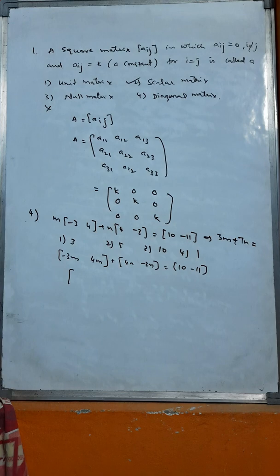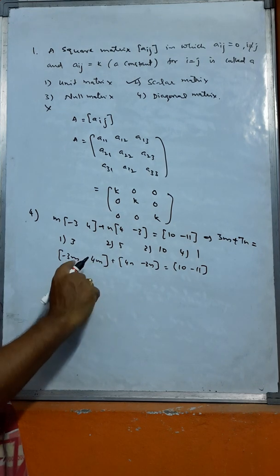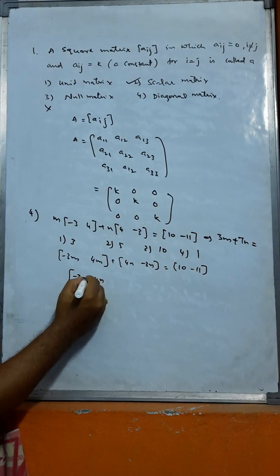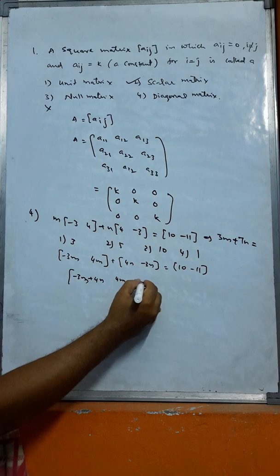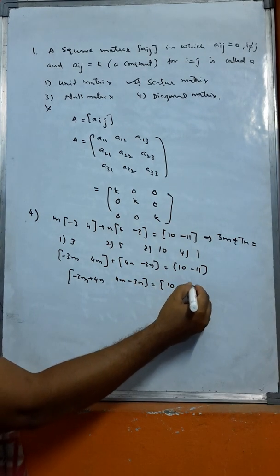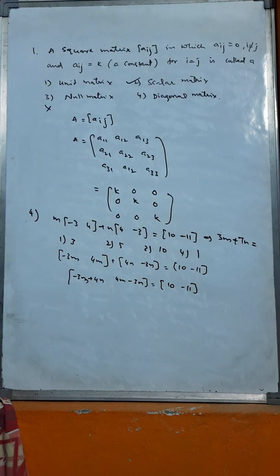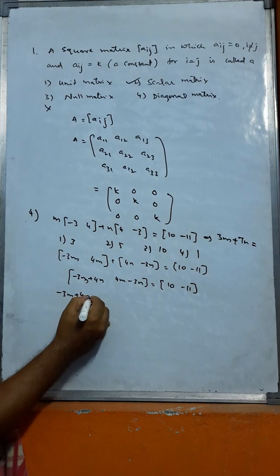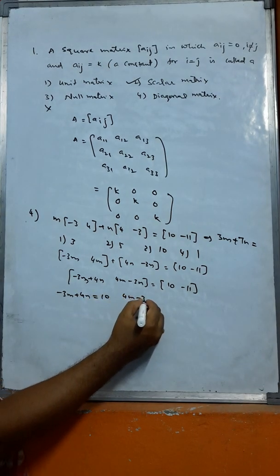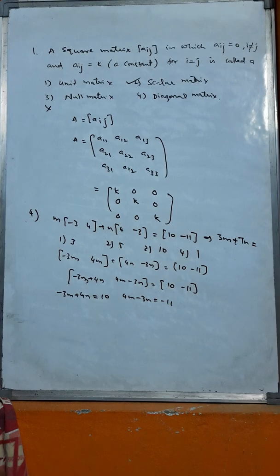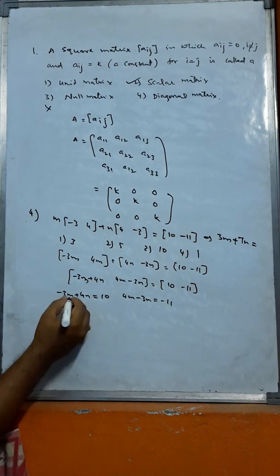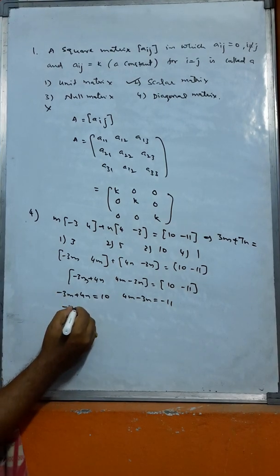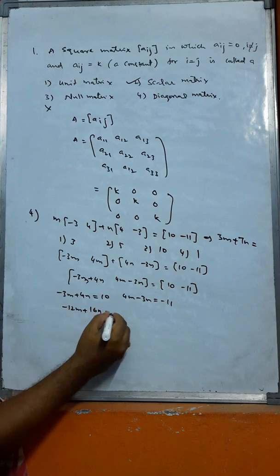If we add the two matrices, we have to add the corresponding elements. So that is minus 3m plus 4n, and 4m minus 3n, is equal to 10, minus 11. Here the two matrices are equal, so the corresponding elements are equal. So minus 3m plus 4n equal to 10, and 4m minus 3n equal to minus 11. From this, here it is minus 3m, here it is 4m. So multiply with 4: minus 12m plus 16n is equal to 40.